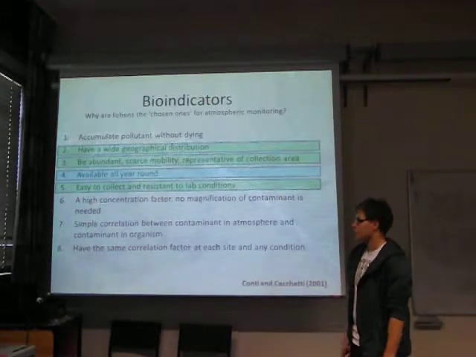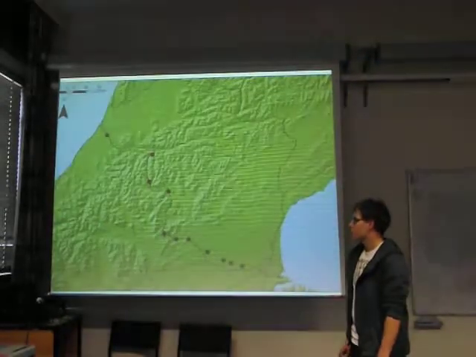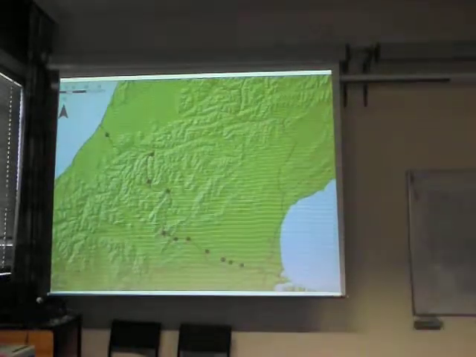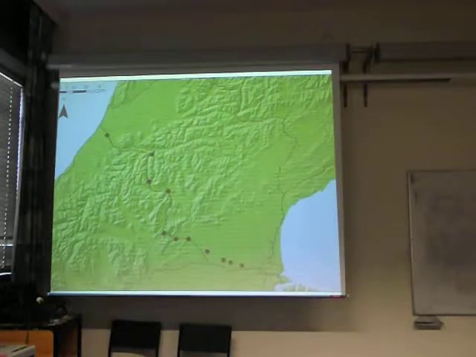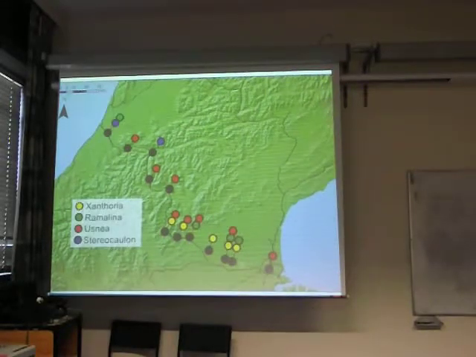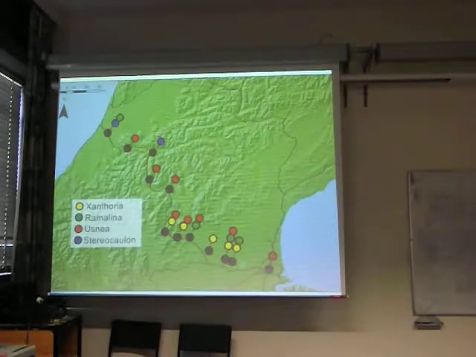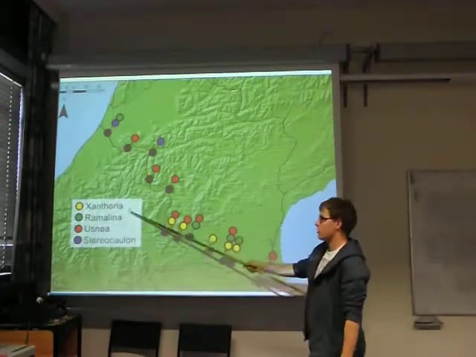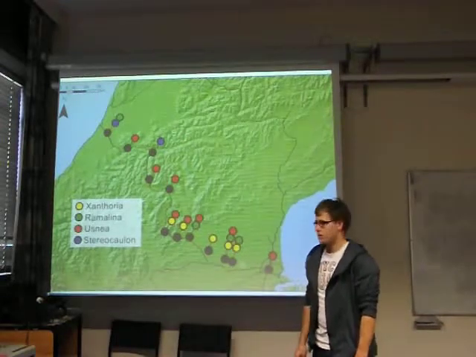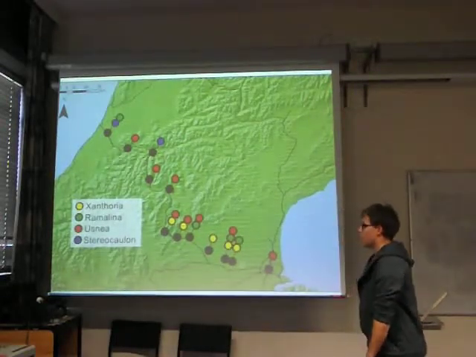And of course lichen are available all year round. So we start off with our South Island transect. Originally we did a transect from Christchurch to Greymouth, looking at all the species across the South Island, and eventually we came up with 4 species that are reasonably common across the width of the South Island.